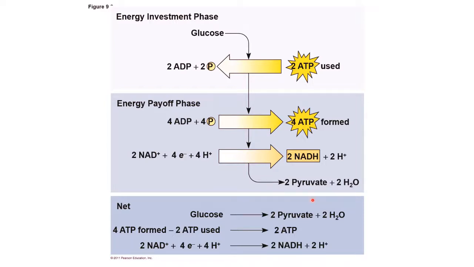The net production of ATP here from glycolysis is actually only 2 ATP, but not 4 ATP, because the other 2 ATP will be used to replace the 2 ATP that were used in the energy investment phase. So you will only have 2 ATP along with 2 NADH and 2 pyruvate by the end of glycolysis.